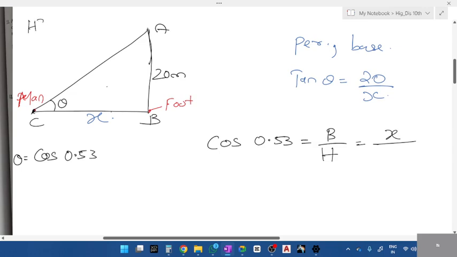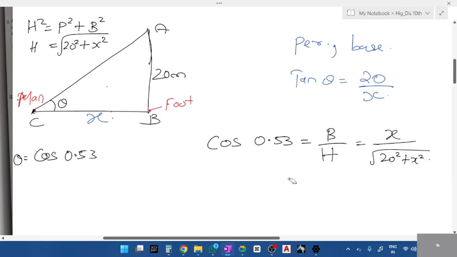How will you find the hypotenuse? H square is equal to p square plus b square. What is p square here? 20 square plus x square. If I need just the hypotenuse, what happens to the square? Root value. So what do I have to write here in place of hypotenuse? Root of 20 square plus x square.